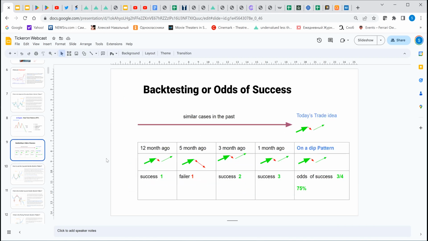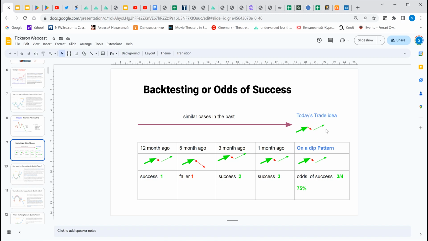And now let's talk about the odds of success, or the results of backtesting. And backtesting is very important. If you read anywhere about patterns, some people say, oh, the patterns don't work. And I will tell you why they don't work for them: because they don't do backtesting, okay? We've done billions of calculations to identify whether or not a pattern works.